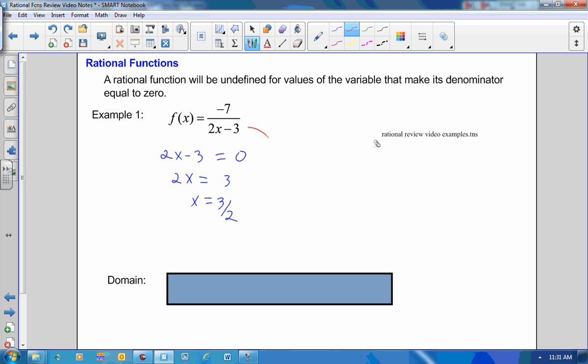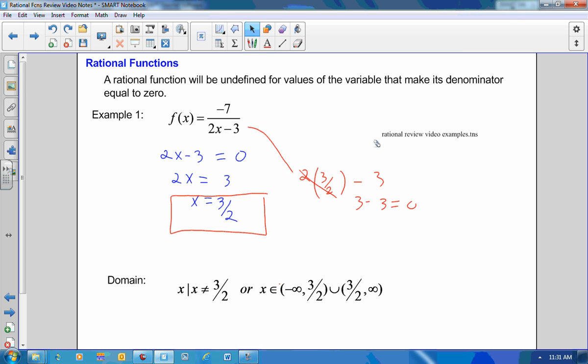Just to check that, let's take the original expression and in place of x put the 3/2. The 2's cancel, and I get 3 minus 3 equals 0. Thus, at x equals 3/2 the function is undefined, and the domain of the function will be x such that x does not equal 3/2, or in interval notation, x is an element of negative infinity to 3/2 non-inclusive, united with 3/2 non-inclusive to infinity.